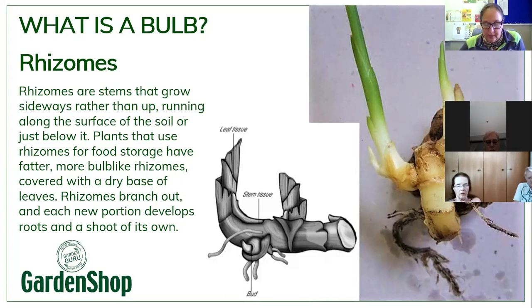Ginger is a good example of rhizomes as well, and you can then eventually divide rhizomes as long as you basically have a node on it where roots and leaves could form from.